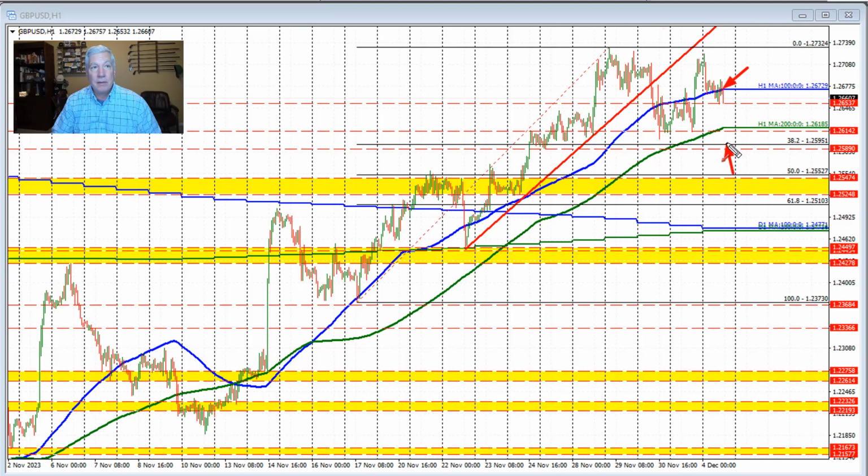On the downside, we would have the 200-hour moving average that we need to get to and through, and that moving average has not been tested since going back to November 13th and 14th back here. So we've been above that 200-hour moving average for quite some time. We need to get below that level to increase the bearish bias at 126.18.